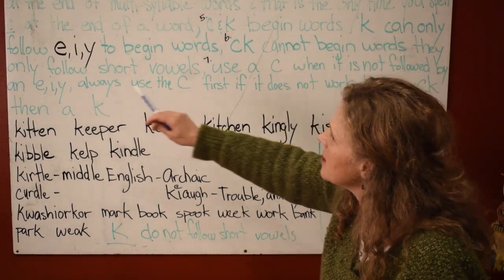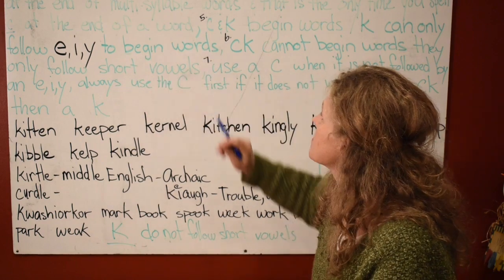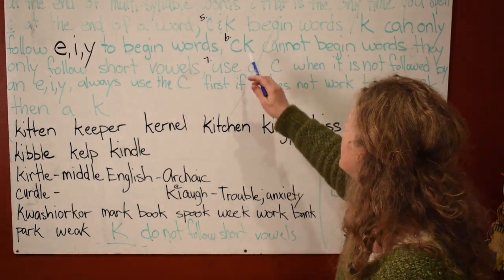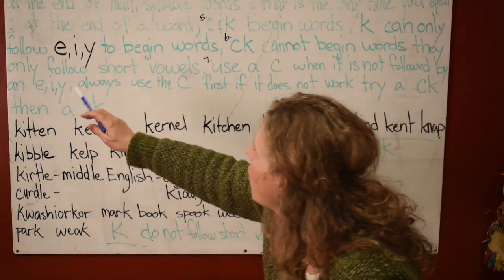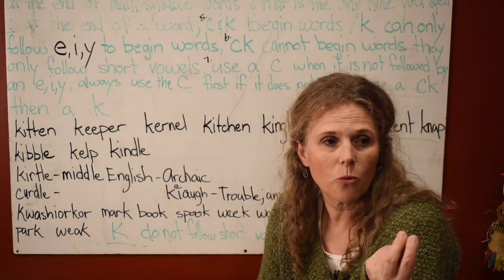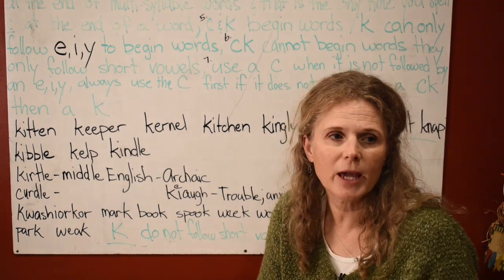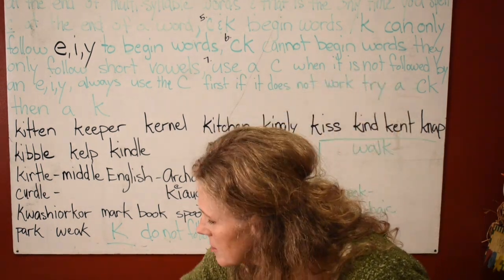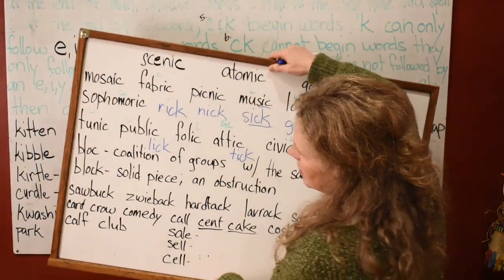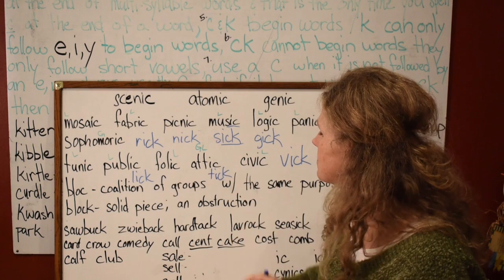Now, C's and K's begin words. K's can only follow E, I's, and Y's to begin words. Okay? CKs cannot begin words. They only follow short vowels. All right, so at the beginning of a word, which ones do you use? C's and K's. How come we can't use a CK at the beginning of words? Because it has to be by a vowel. Well, sure. It has to follow a short vowel, right?